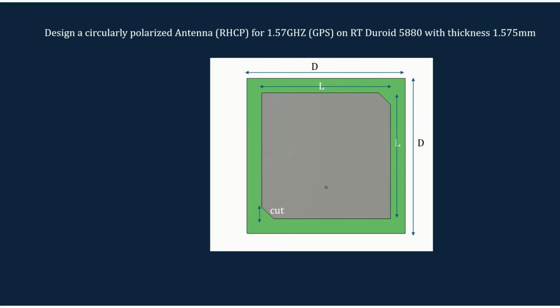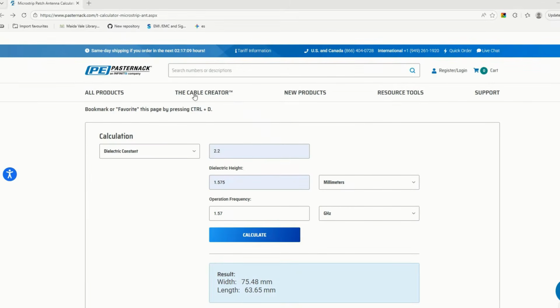So let's see that. I'm going to use the Pasternak online calculator, and I have put the dielectric constant, the dielectric height and operation frequency, everything. And if I click calculate, it will get calculated. So here we can see the length and width. As we are going to design a circularly polarized antenna, both length and width should be the same, and we have to select the resonant length as the dimension. So I'm going to choose this as the dimension.